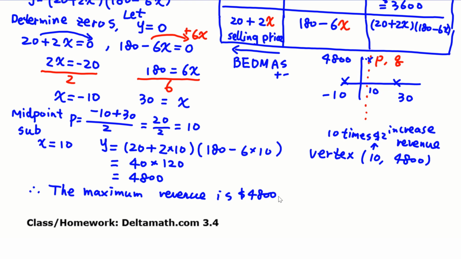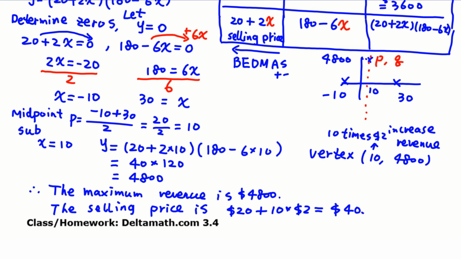$4,800. And the selling price, remember, selling price is not x. The selling price is the original price plus the increase. The original price is $20 plus 10 times $2 increase. Together you have $40. Then this question is done.